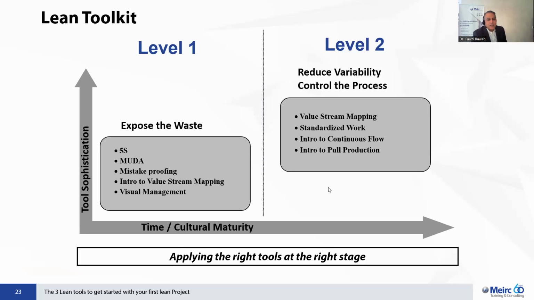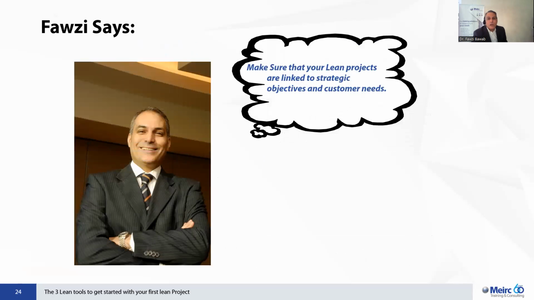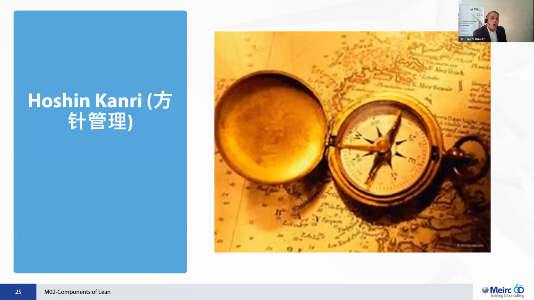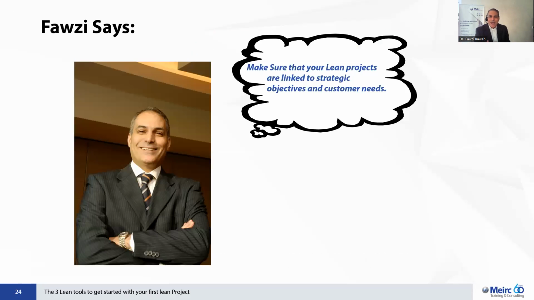So I picked a number of these tools, 3 of them that we can quickly present to you and show you what they are. A very important topic, which basically takes me maybe to this slide, is that your projects in lean must be linked to your strategic objectives and customer needs. Now, how do we do that?